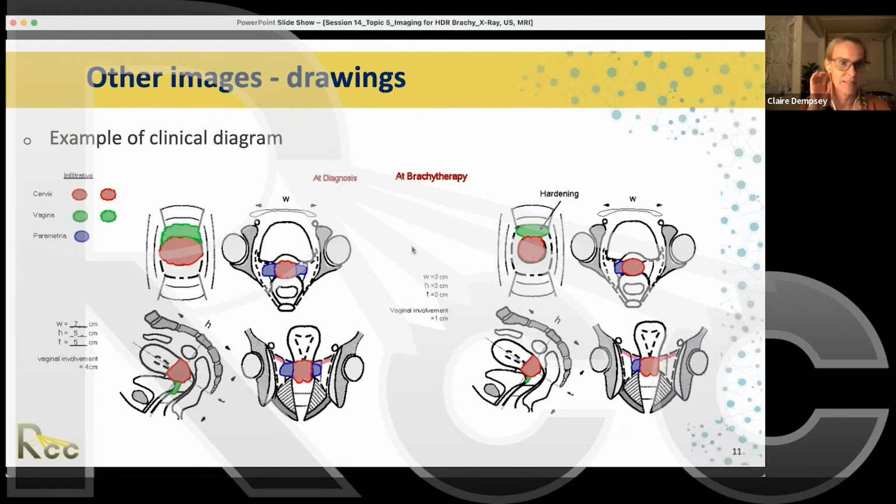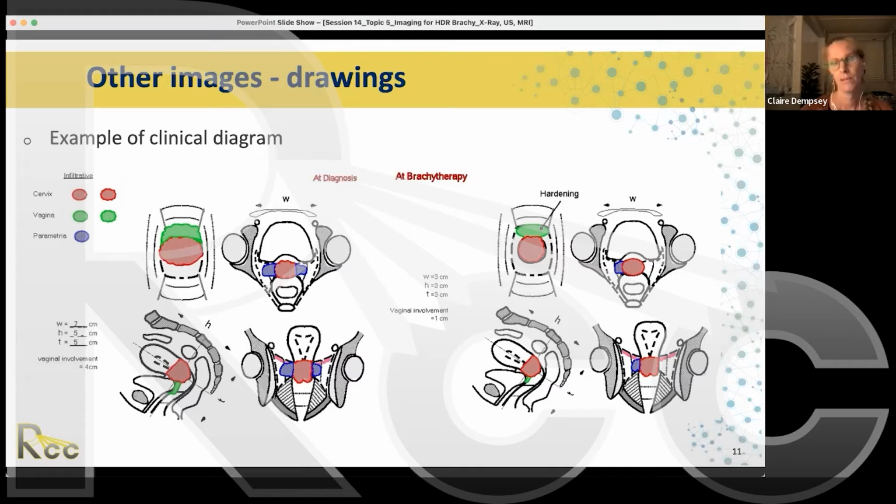So this is just some examples of what a clinical diagram may look like. So on the left here, we've got a clinical diagram of a patient at the time of diagnosis. So you can see that the tumour is quite large. It goes quite a ways down the anterior vagina, and then there's some parametrial involvement on both sides of the patient as well. And you can also see on this page that we've got some dimensions. So the width, the height, and the thickness of the primary tumour as well, and how far down the vagina the involvement extends.